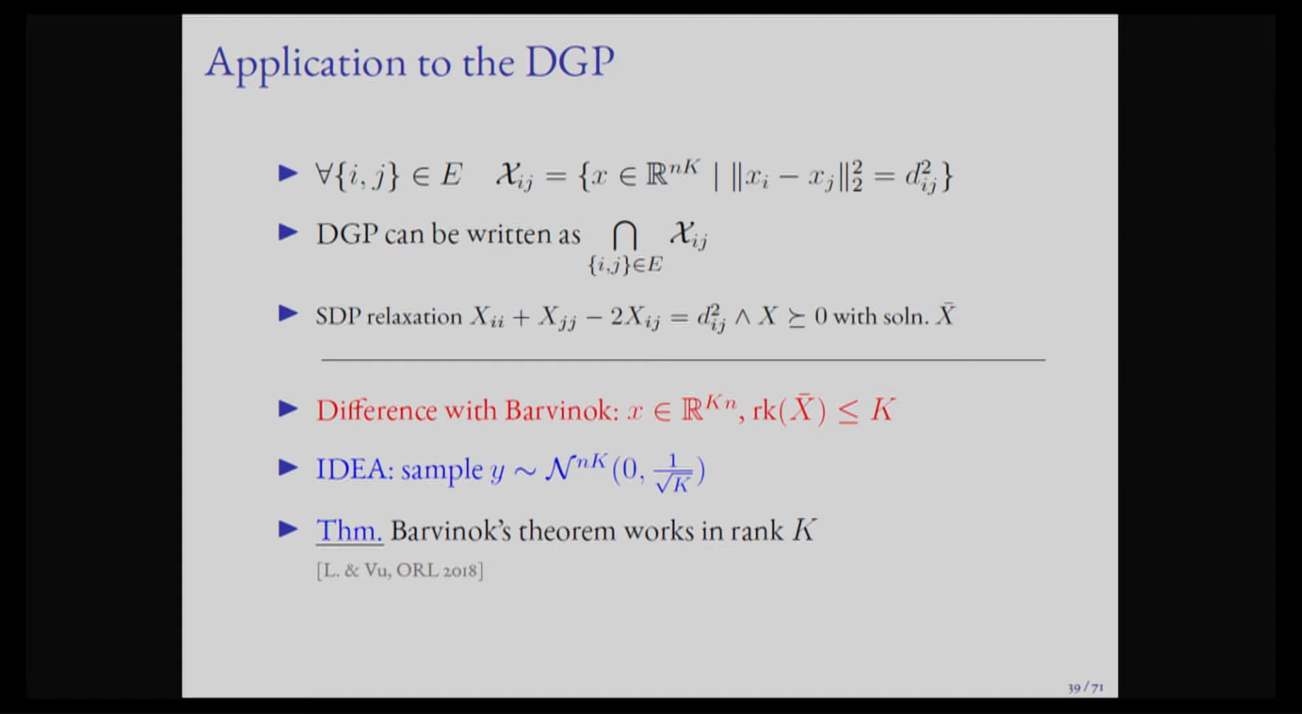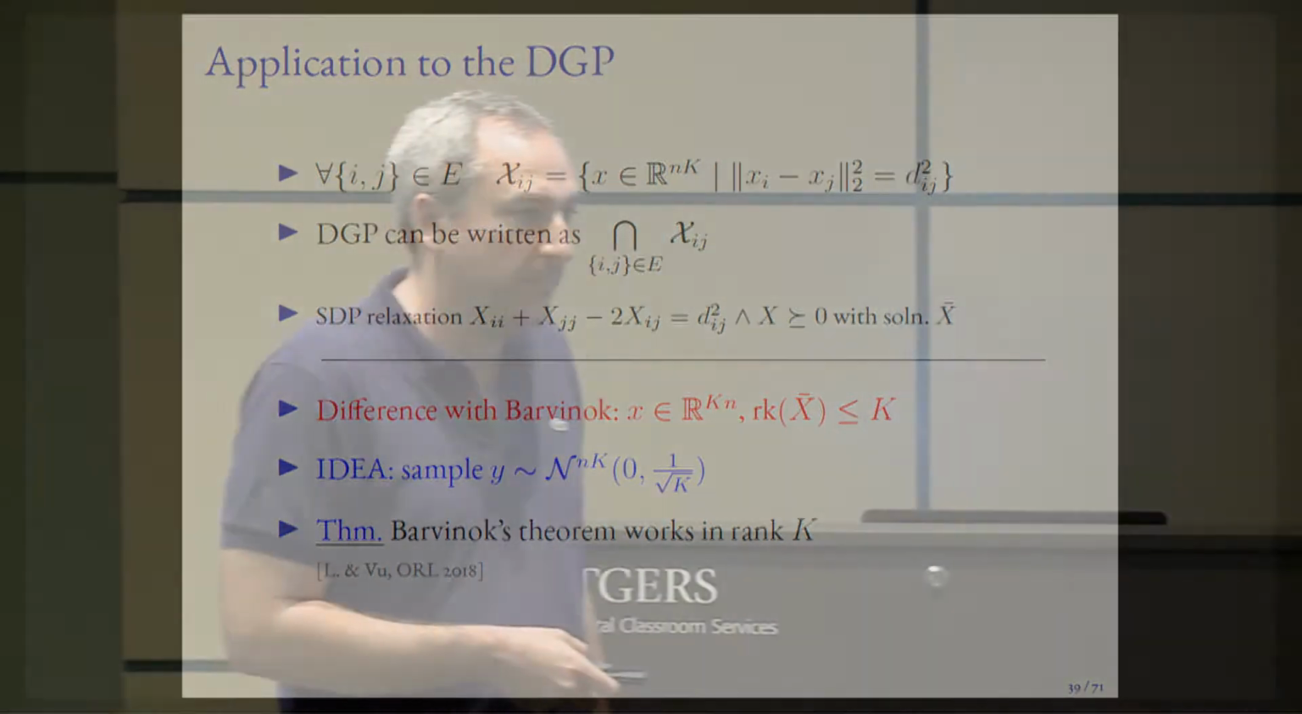And then essentially the only difference is that I sample from N(0,1)^{n×k}, so this is a matrix, n times k, with average 0, which is crucial, but also a scaling factor. This scaling factor is also very important, 1 over square root of k. And then Barvinok's theorem works in rank k. So the heuristic is that I do all this, and then I take x prime as a starting point for local descent.